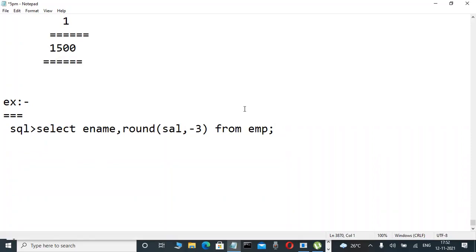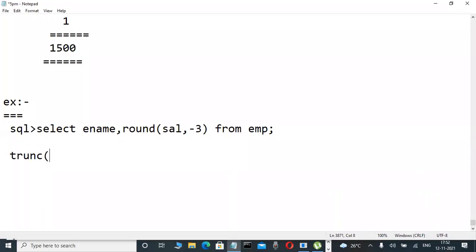Round is important on the number side, trunc is important on the date side. Trunc gives the first date of the week, first date of the month, first date of the year, I am telling you. The time portion is also subtracted. Okay, now trunc, write it.